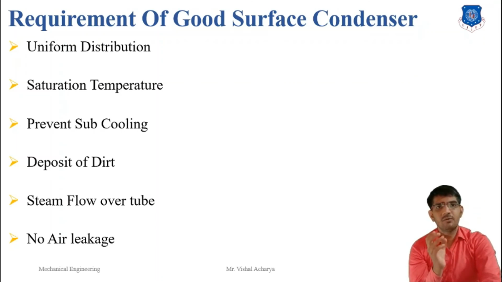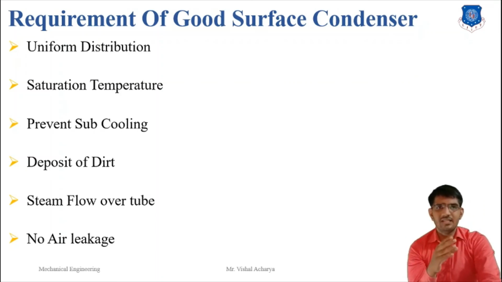Prevent the subcooling. It helps to prevent the undercooling of the condensate. Next, deposit of dirt on the outer surface of the tube should be prevented. Steam flow over the tube: passing the cooling water through the tube and allowing the steam to flow over the tube achieves this.